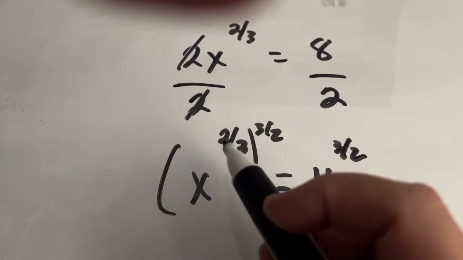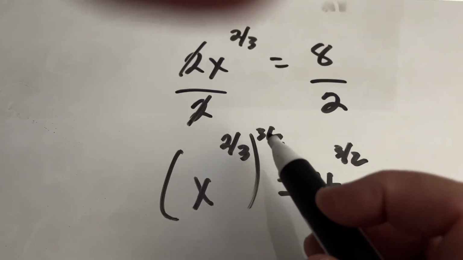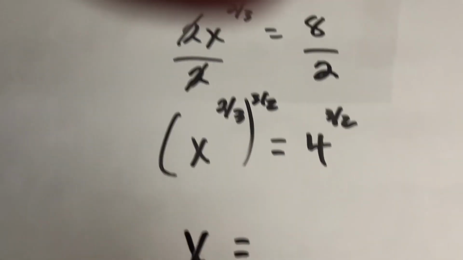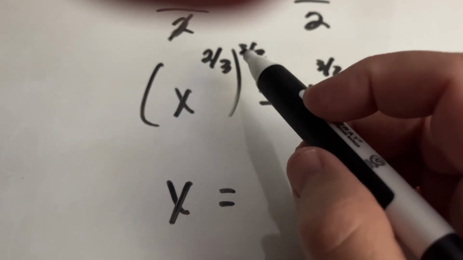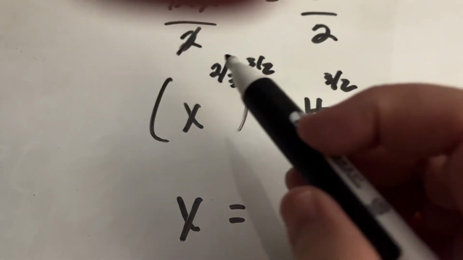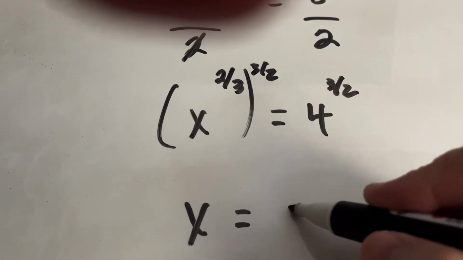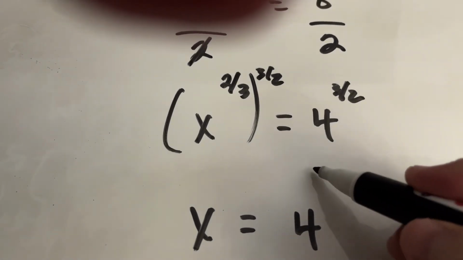Because when you take a power of a power, you multiply those, and they're reciprocals, you're just going to get x, because this 3 cancels with that 3, and this 2 cancels with that 2. So x equals 4 to the 3/2 power.